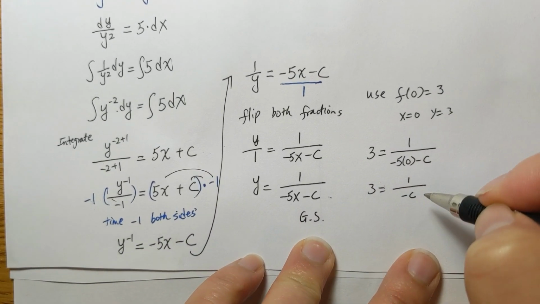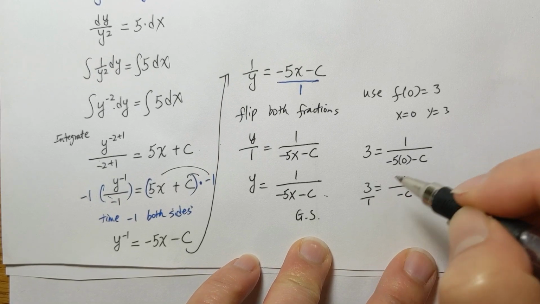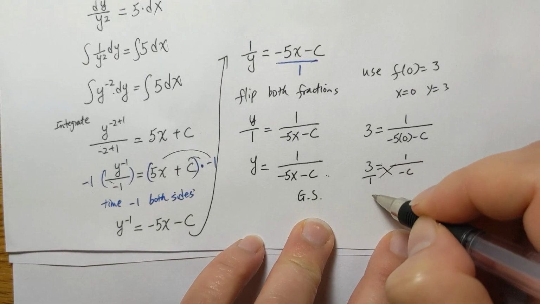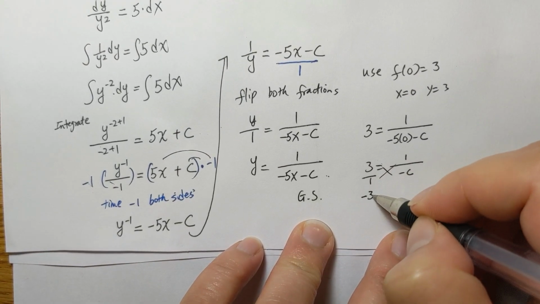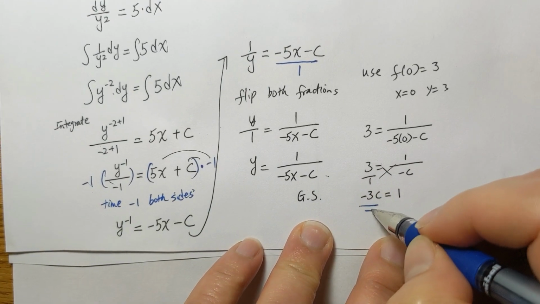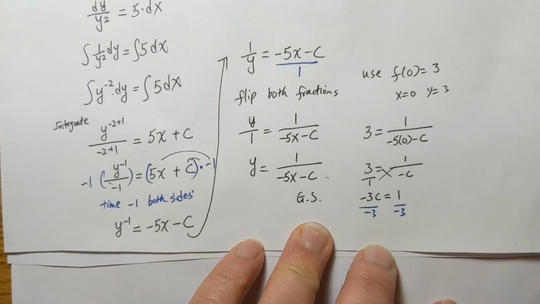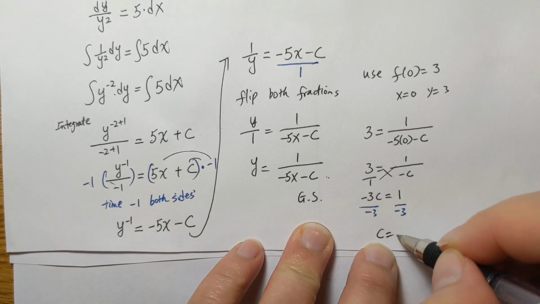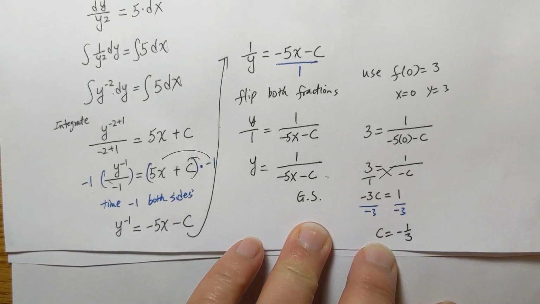So there is more than one way to solve over here. Okay, so we're going to use the regular way. So cross multiply, 3 times negative c is negative 3c equal to 1. And then divide by negative 3 both sides. And then I get c equal to negative 1/3.